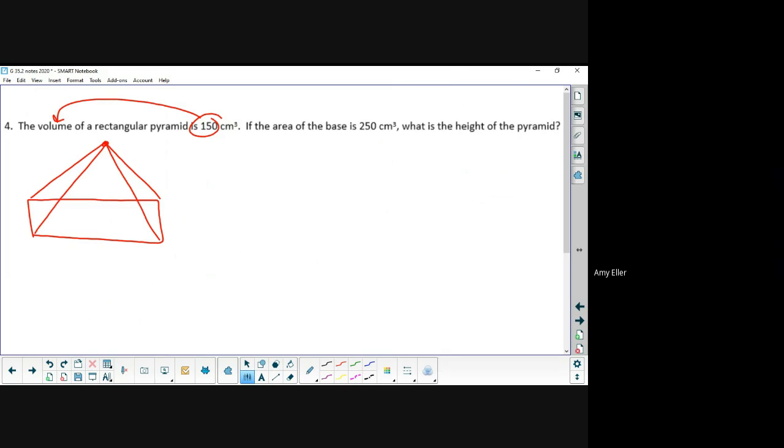The area of the base is 250. So not one side, but the whole area of the base is 250. What is the height? So let's draw a height. Put an H. Do that with a different color so it's easy to see. Okay, let's write our formula. Remember, they told us the volume number. The volume is 150.